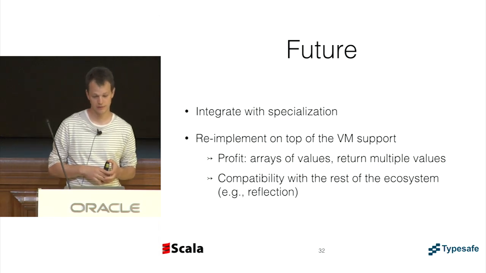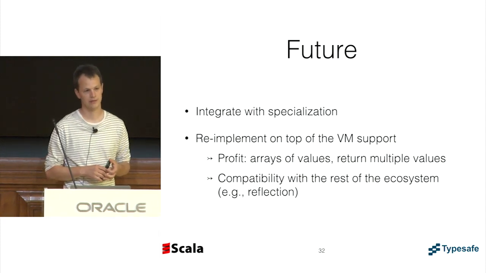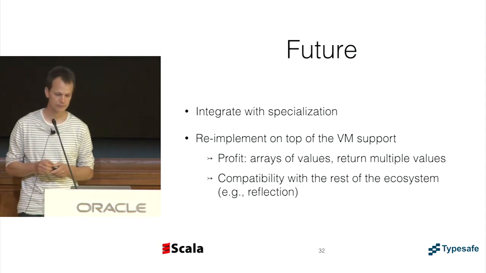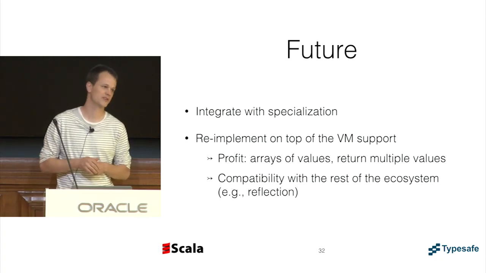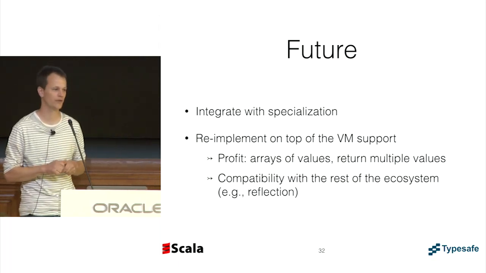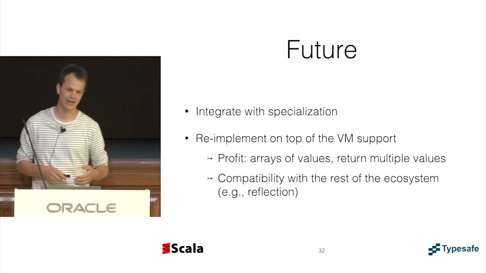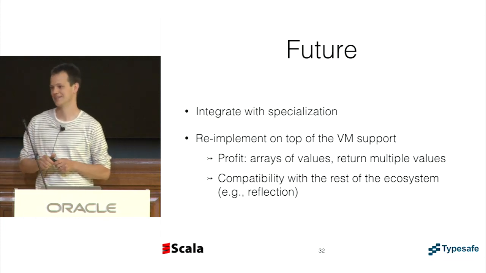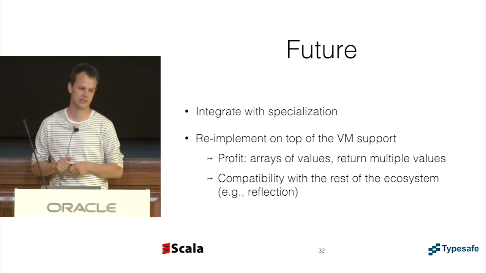More future work: of course, we would love to integrate value classes with specialization to get generic collections that don't need to box their values. And once support in the virtual machines comes along, then we will be very happy to rebuild our implementation on top of that, and we can profit from a lot of things. We can profit from having arrays of values. You can have return values. We can also be compatible with the rest of the ecosystem. We wouldn't have this discrepancy with reflection anymore. If you create a value class, then suddenly reflection looks different, and things like that.